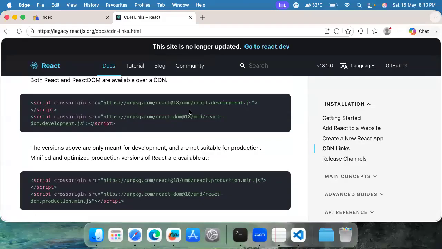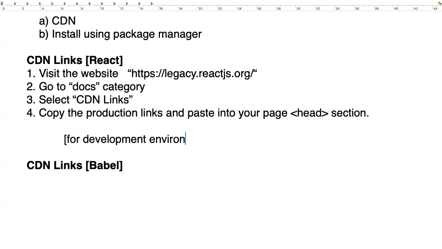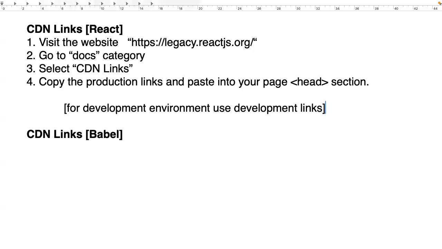Currently, which environment do we set in our project? Development, right? So you copy development. You can copy production links or development links, anything you can do. So here I will give a point: for the development environment, use development links. That is optional. As of now, if you use any of them, it will work, no problem. But for development environment, use development links.